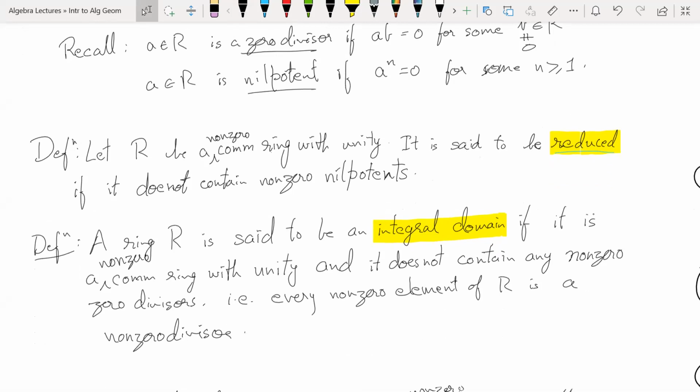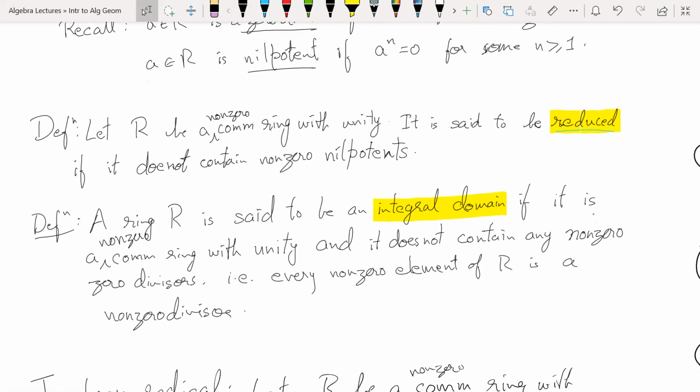Let R be a ring. It is said to be reduced if it doesn't contain any non-zero nilpotents, and a ring is said to be an integral domain if it doesn't have any non-zero zero divisors. These things you must have seen, so I'll just run through them.